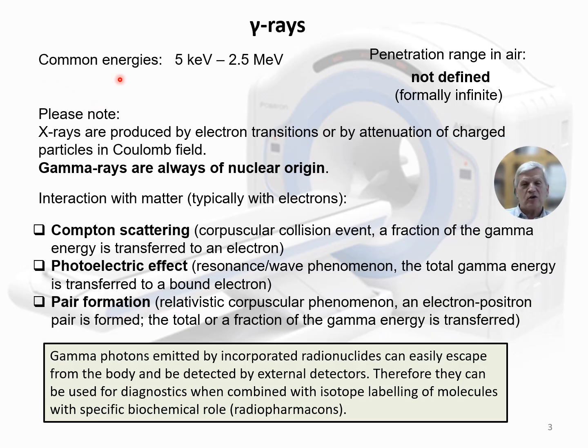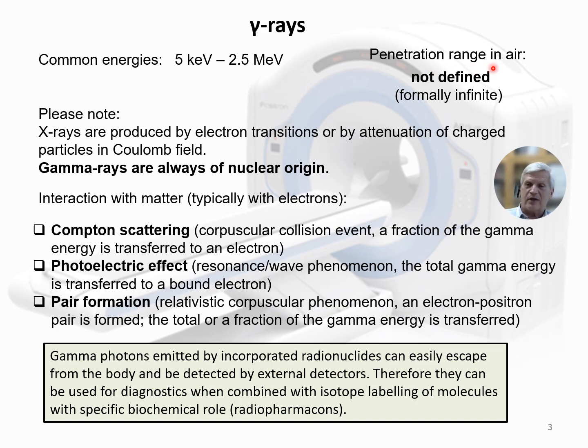The common energy of these gamma photons ranges roughly from 5 kilo electron volts to 2.5 mega electron volts. It doesn't mean that this is the restricted range of energies for gamma rays in general. These are the gamma energies you may expect for all the radioisotopes you may have access to, that you can purchase on the market.